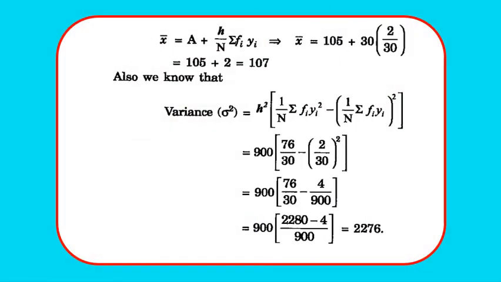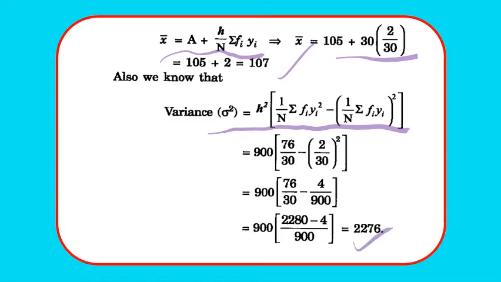Now x bar, that is the mean, is equal to a plus h upon n sigma fi yi, which is equal to 105 plus 30 into 2 upon 30, that is 107. And variance sigma square equals h square into 1 upon n sigma fi yi square minus 1 upon n sigma fi yi whole square. So putting the values, we get the variance sigma square equals 2276. Clear? So pause and note down the solution.